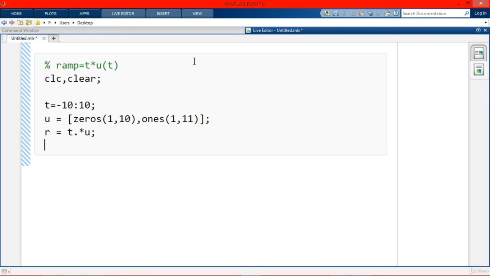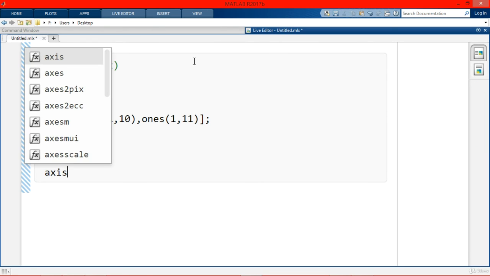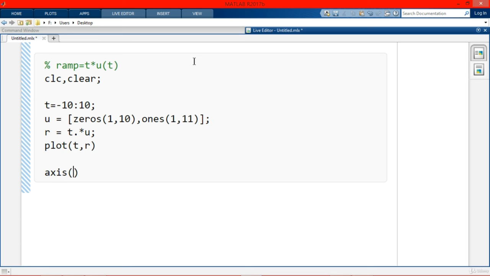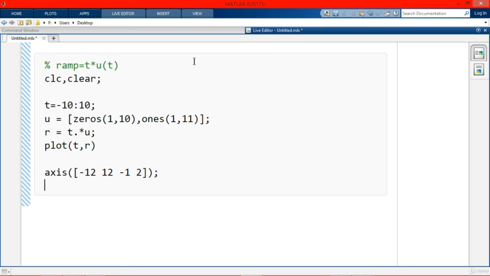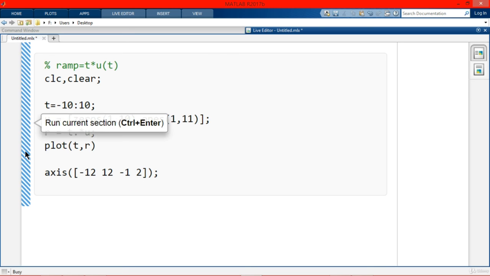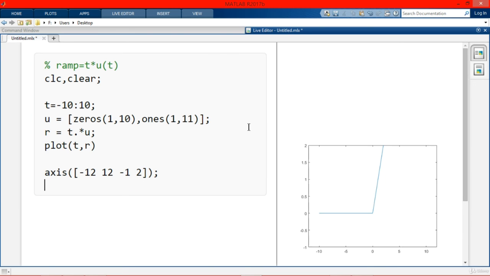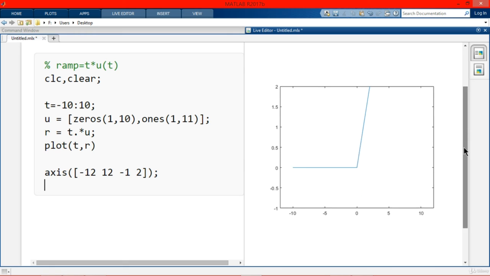Now plot by using plot for continuous and stem for discrete signal. Here I'm plotting in continuous. You can set the axis by simply typing axis and minus 12 to 12 in x and minus 1 to plus 2 in y direction. So it's a ramp signal.